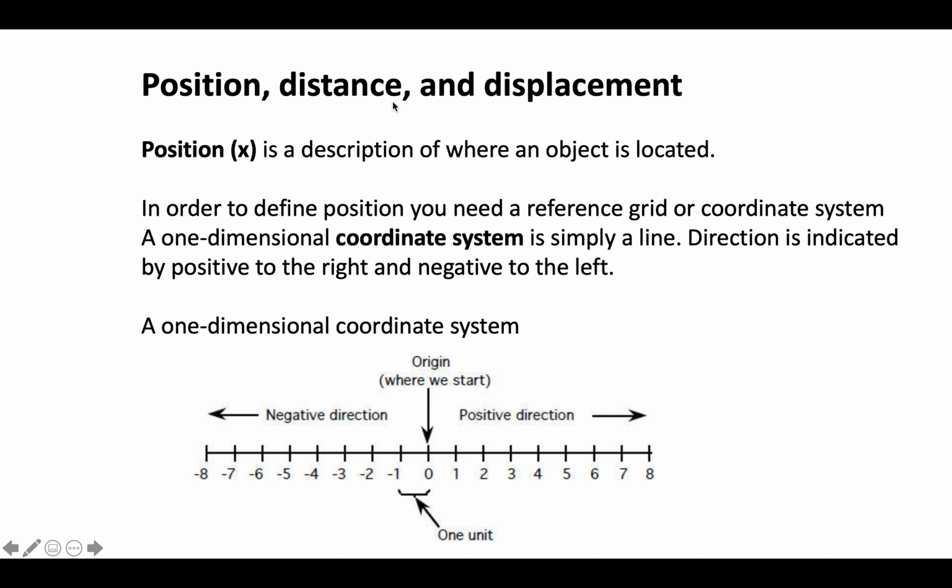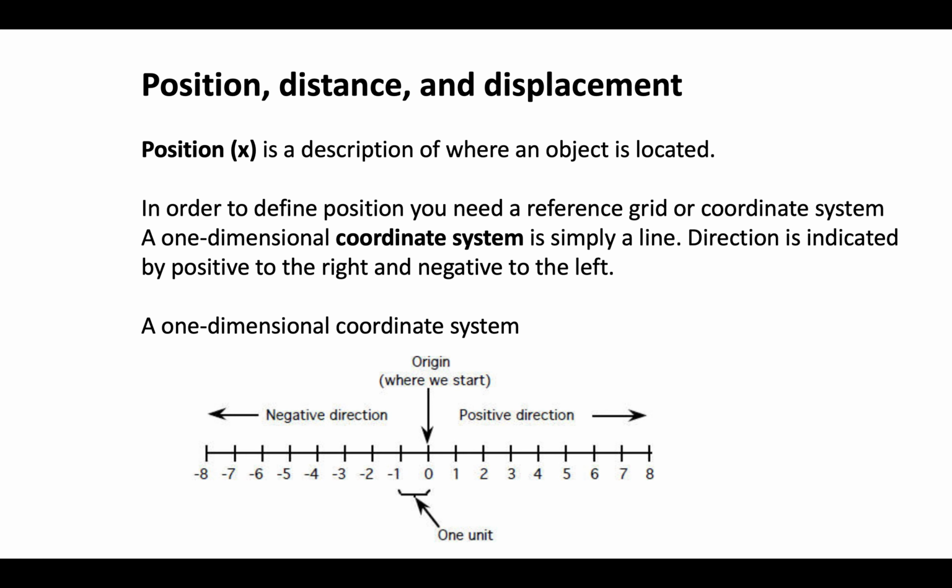So when we define these concepts, position, distance, and displacement, let's start with position. Because in order to define motion, we have to describe where an object is at any time. That's what we mean by position. So position we're going to give in one dimension the variable x. It's a description of where an object is located.